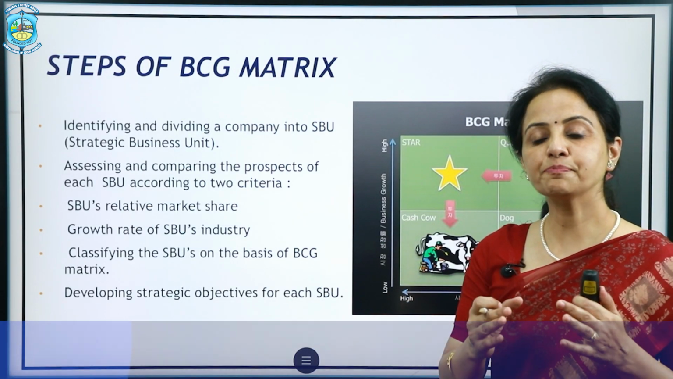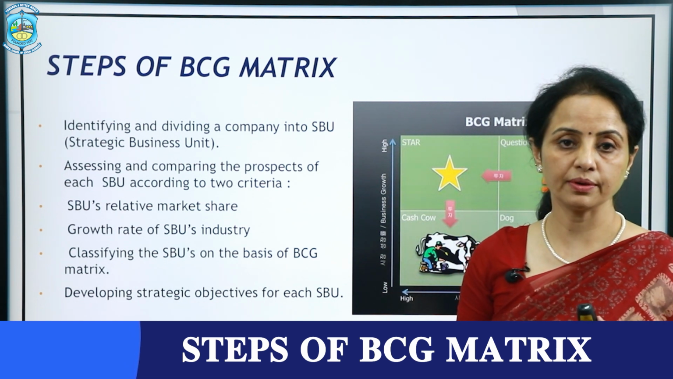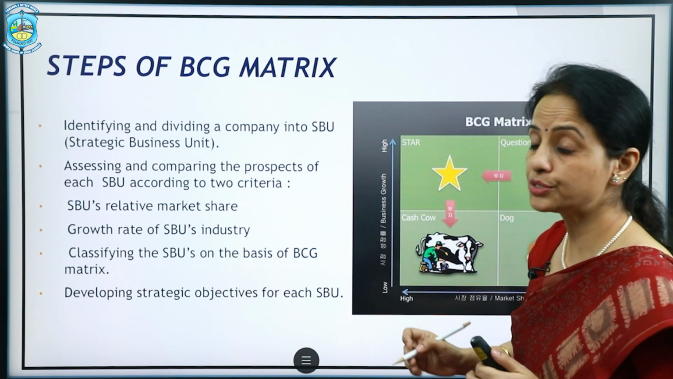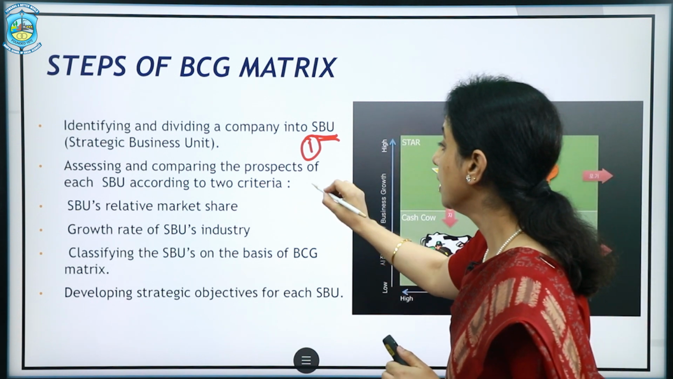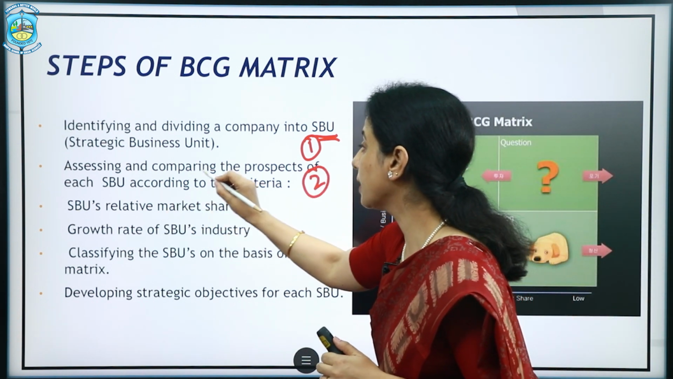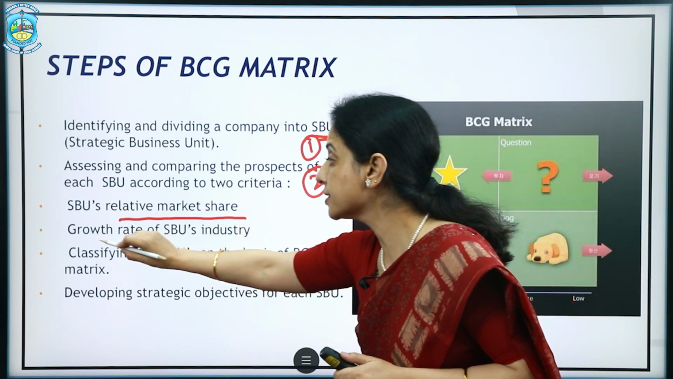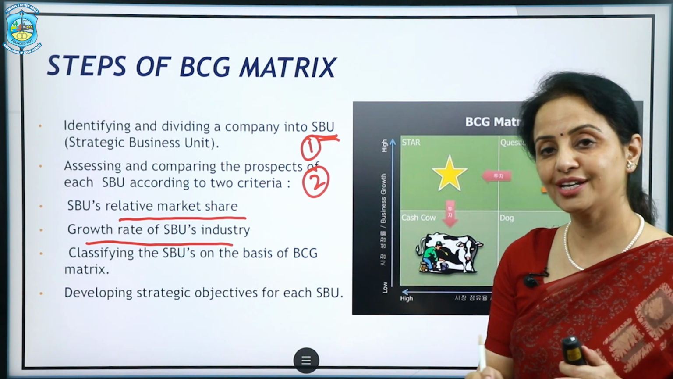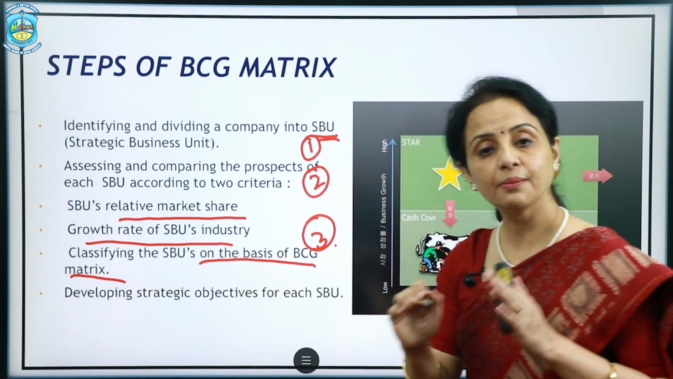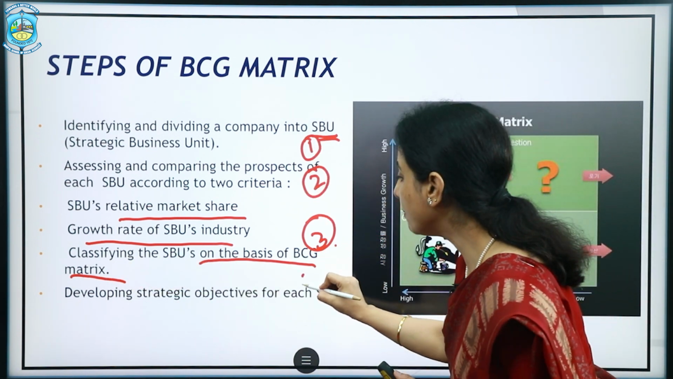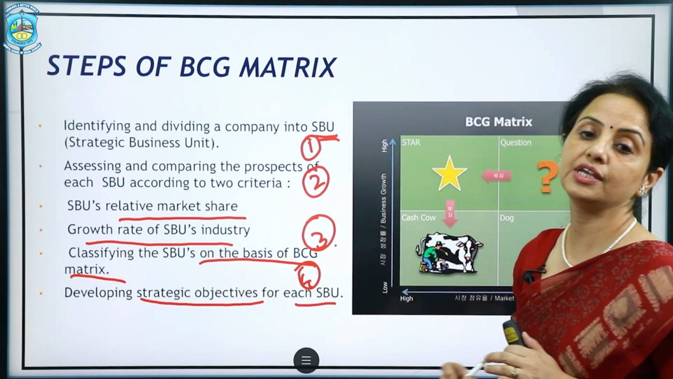So let's understand the steps of the BCG matrix. How do corporates go about it? Let's say you are in the top management of a company. So number one, what are you going to do? You will be identifying and dividing the company into SBUs. Number two, you will be assessing and comparing the prospects of each SBU according to their relative market share, as well as the growth rate of the SBU's industry. Number three, you will be classifying the SBUs on the basis of the BCG matrix, that is the 4 cells. And number four, you will be developing strategic objectives for each of the SBUs.